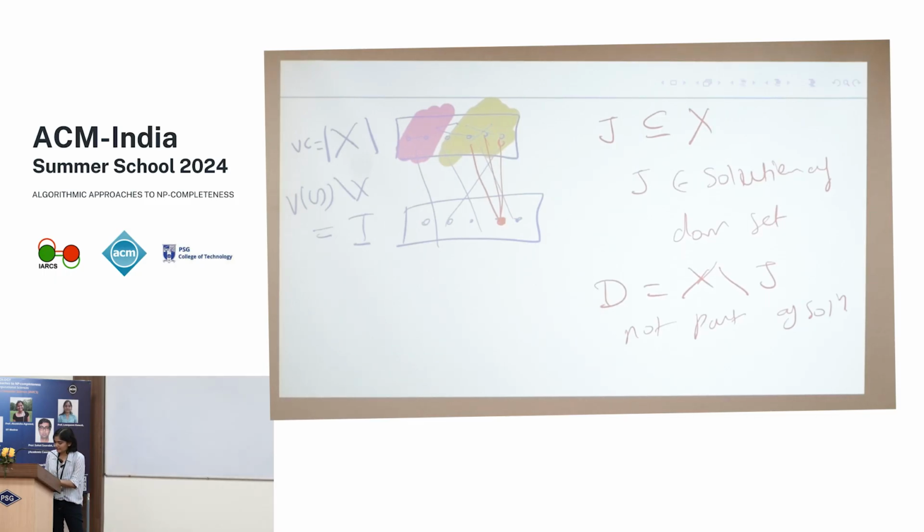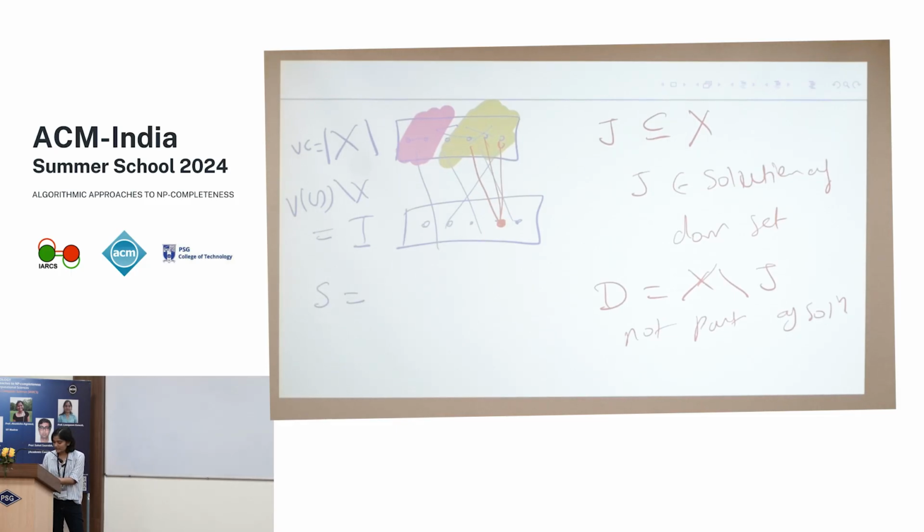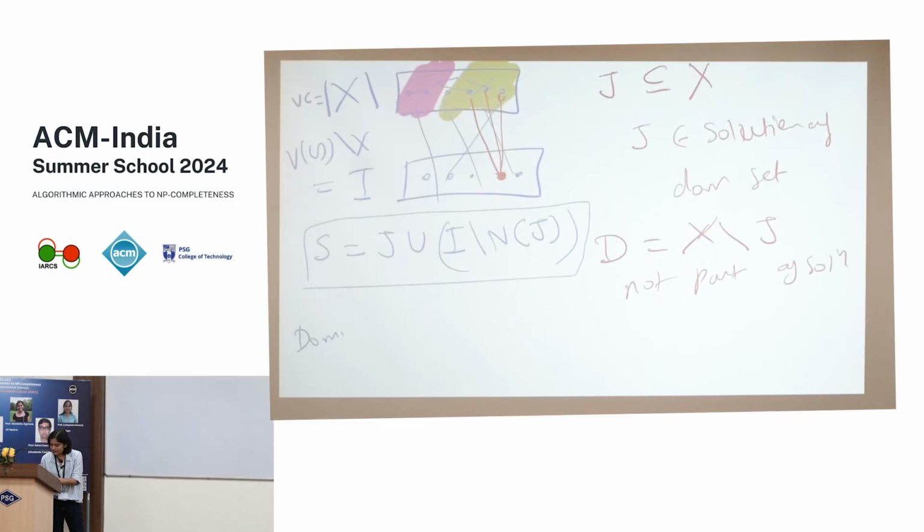Okay. So let's construct a set. Let's call it S. S is equal to, at the beginning it is J and neighbors of J in I minus neighbors of J, right? So which are non-neighbors of J. So these are all the vertices that are part of the solution. And what is dominated by this? Close neighborhood of S is dominated.